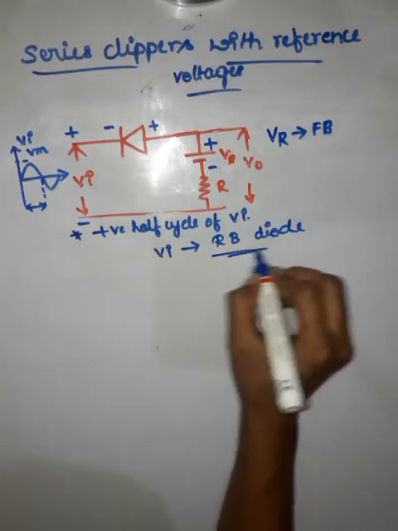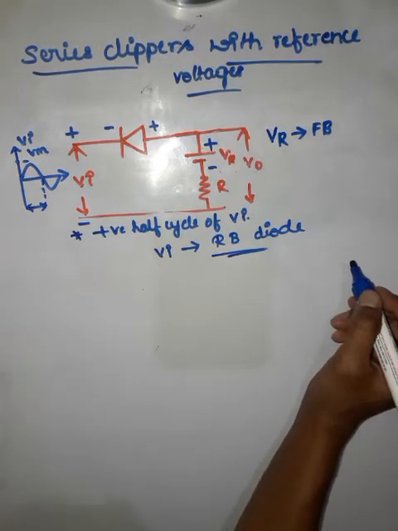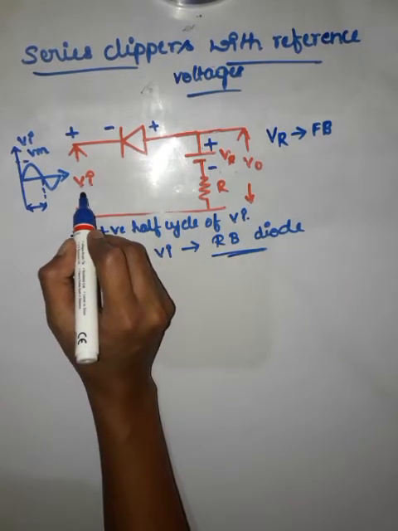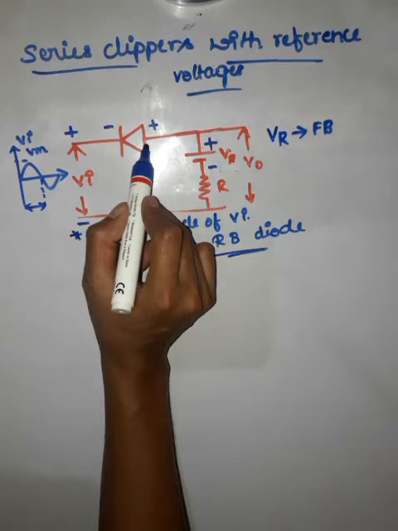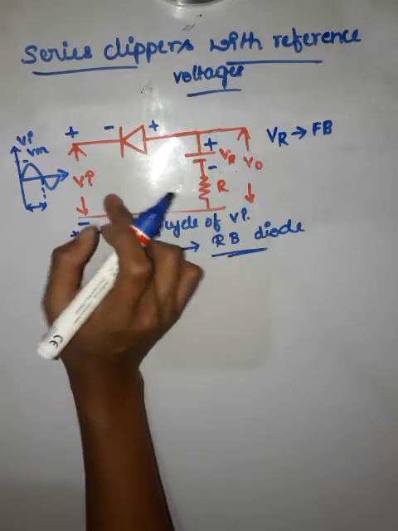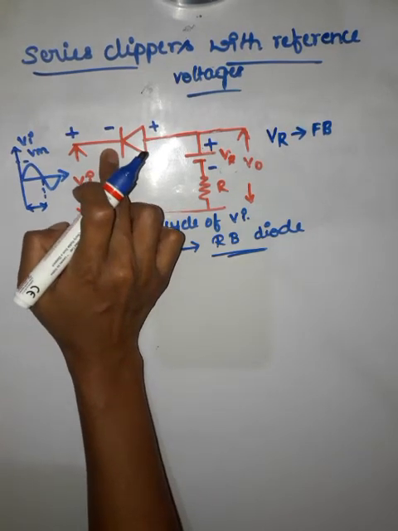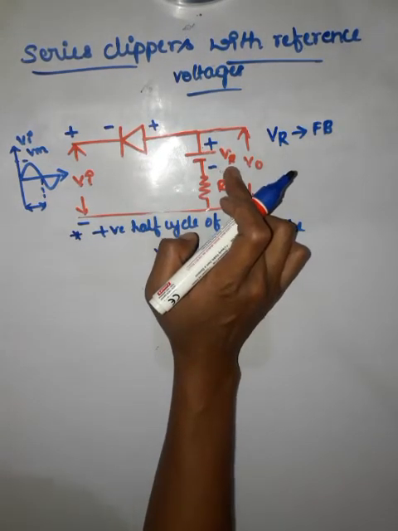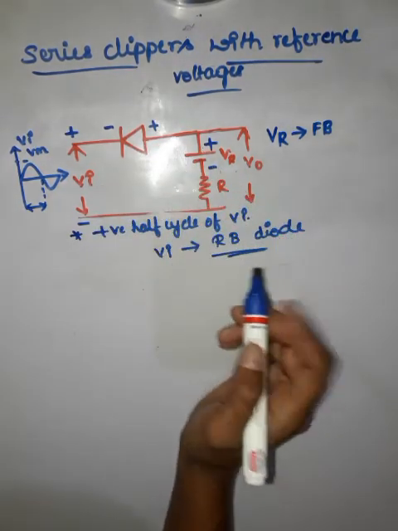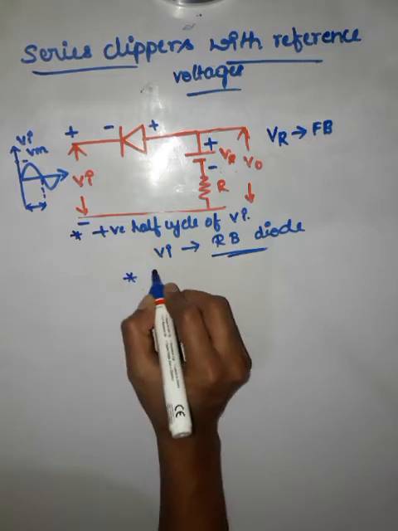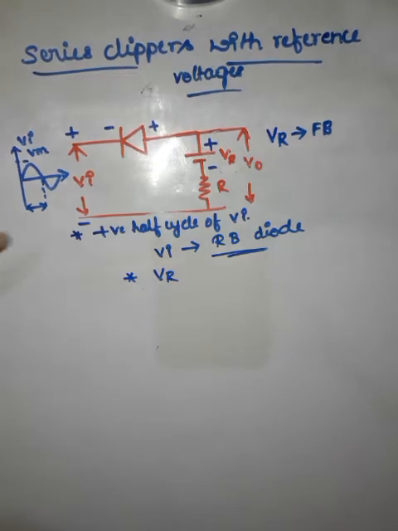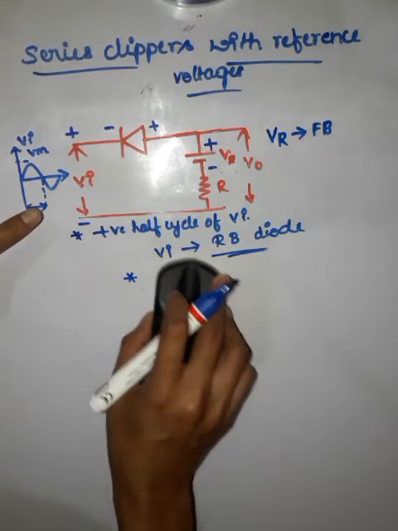So whenever we consider the positive half cycle of the input signal, this input signal will always reverse bias the diode. So here we are going to have two conditions. As we know, this input signal is reverse biasing the diode, and this reference voltage is forward biasing the diode.